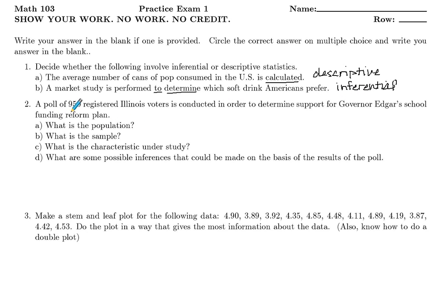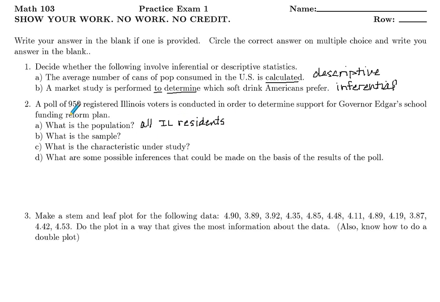So here we have a poll of 950 registered voters. We're trying to determine support for the governor's school funding reform plan. What is the population? Well, we polled the 950, so that's not the population. So the population could be either all Illinois voters, or all Illinois residents. Let's say all Illinois residents. Even if you're not registered to vote, you would still care about the funding program.